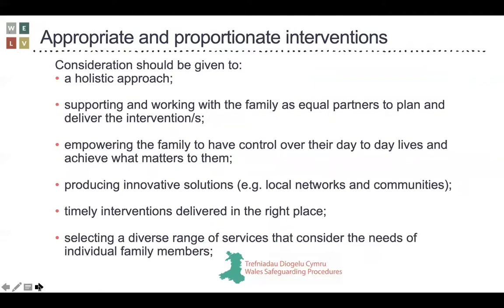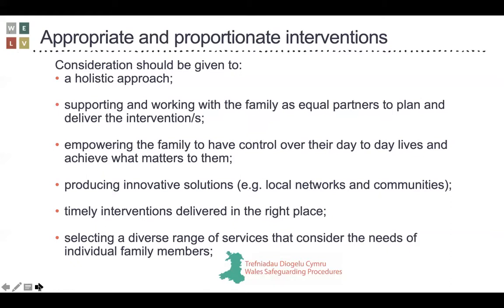So it's important that when we're considering early intervention and prevention, we're giving consideration to appropriate but also proportionate interventions. And the next couple of slides give you some indicators, some considerations in relation to appropriate and proportionate interventions. We should be giving consideration to a holistic approach, not focusing solely on one aspect, but understanding the relationship between a range of issues that may be playing out for a family.